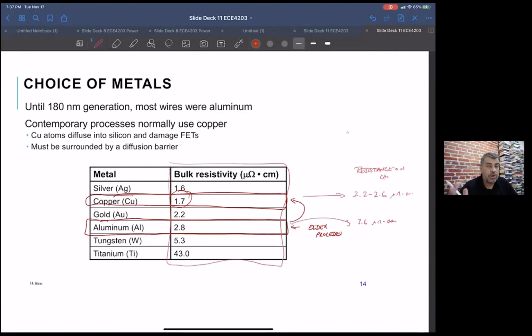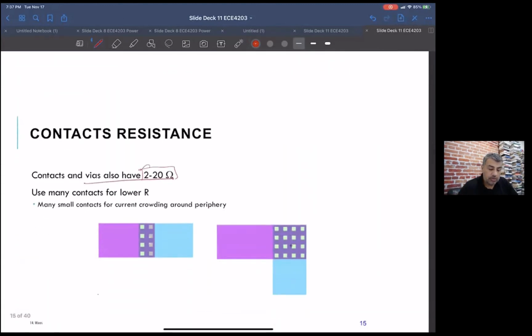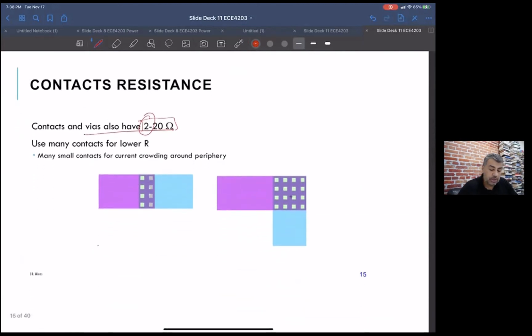If you have a 100 micron long piece of metal, it might not give you as much resistance as a single via or contact. So you have to be really careful with that. Basically, the way you deal with it is by putting in as many vias, contacts, etc., as you can in parallel to reduce the resistance. Sometimes you don't have the space to do it, but when you can, you really have to do it.